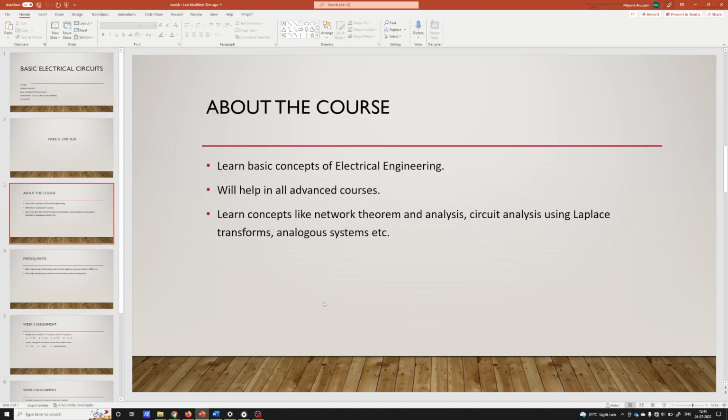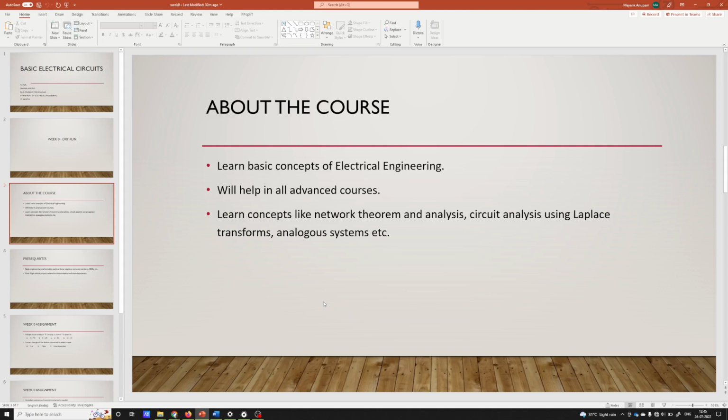So basically, this course offers a basic introduction to concepts of electrical engineering. What are those basic concepts, you ask? These are network theorems, mesh analysis, nodal analysis, all those things, like circuit analysis using Laplace transforms. So I hope that students here have heard of Laplace transforms at least. So here you will be understanding what they are and how to apply them to real circuits to solve difficult problems in the circuits.